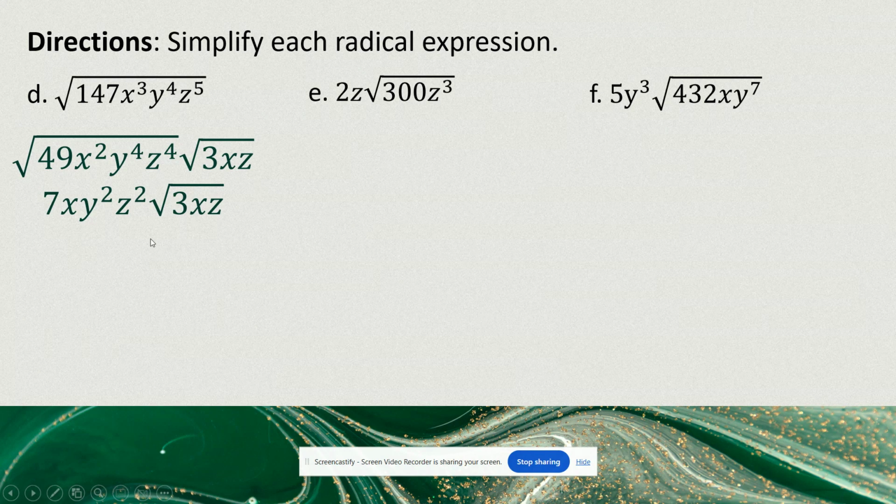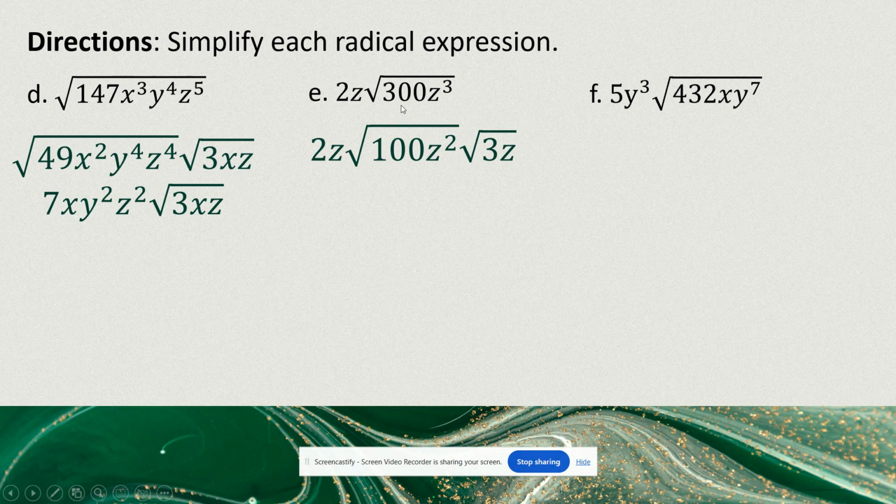Okay? So the biggest thing with these problems, guys, is identifying which ones and how to pull out your perfect square factors in order to be able to simplify them and actually evaluate the radical sign. Okay? Let's take a look at E. I have 2z times the square root of 300z cubed. Okay? So 2z is going to stay out front. And again, this is my radical here that can be evaluated.